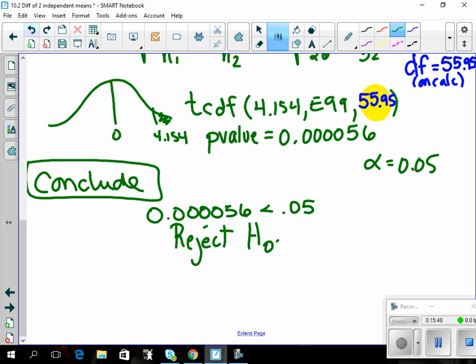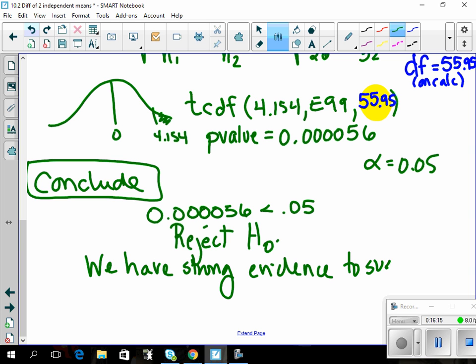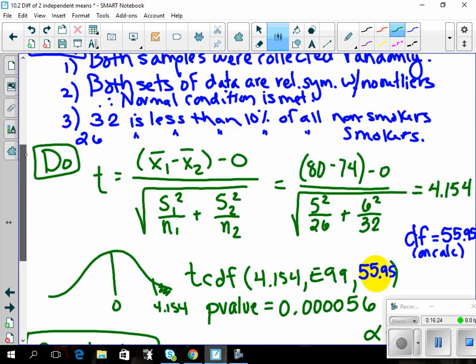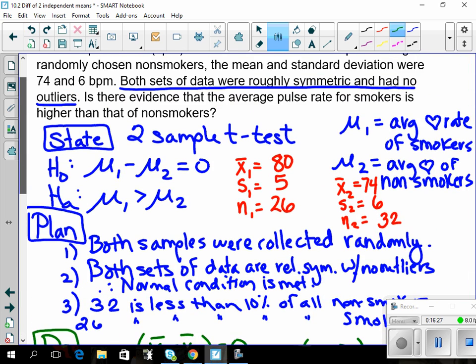We have evidence. Not only do we have evidence, you can even use the word strong here. Why? The p-value is so small. It's so unlikely that our sample happened assuming that that null is true, right? It's really not going to happen. So we have strong evidence to suggest, to suggest what? Look back at our claim, look back at our state. What are we thinking of? What did the question ask? Always go back to the sentence stem.